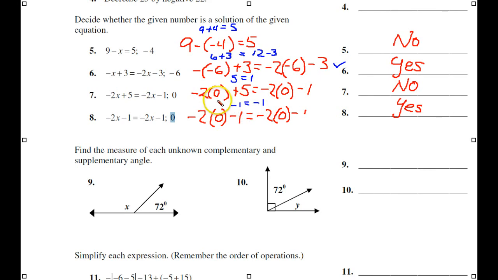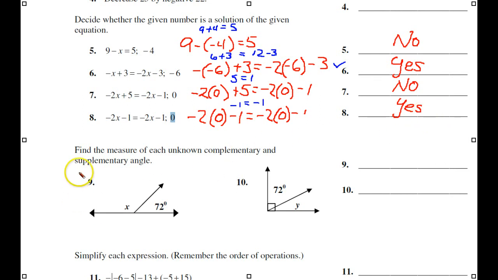And then here, putting a 0 in there makes this a 0. So we end up with 5 equals 1. No. And then putting a 0 there makes this a 0. Negative 1 equals negative 1. Yes, that is true.